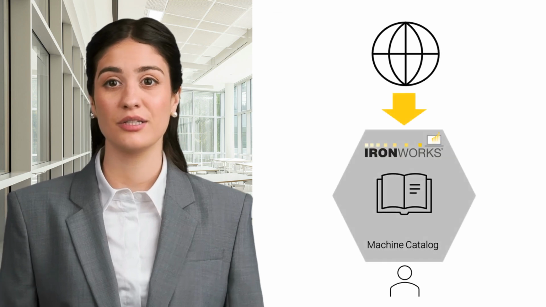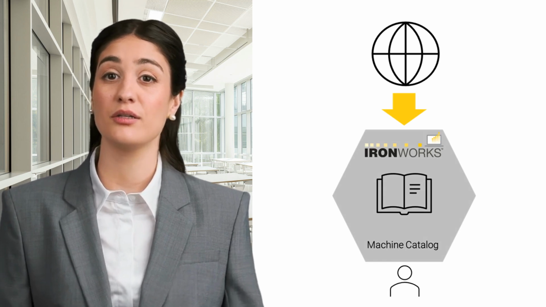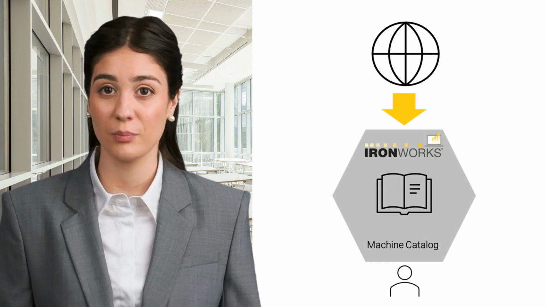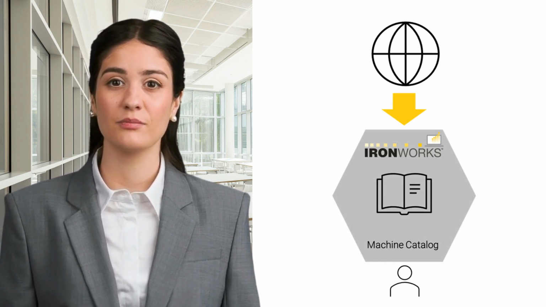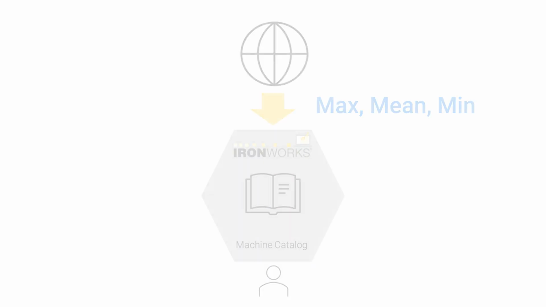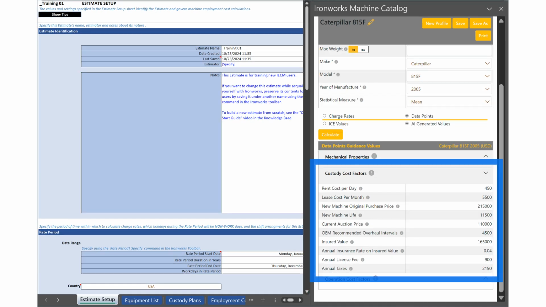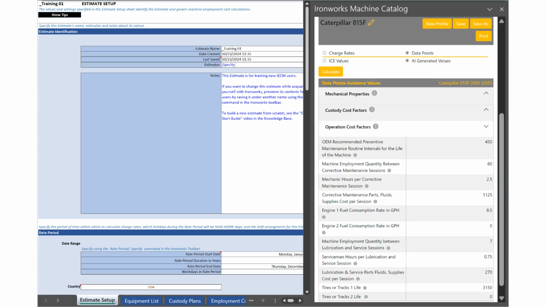The second data source is the internet. IMC employs equipment data-trained AI assistants to retrieve key machine data from publicly available websites. They fetch numerical data, process it, and report maximum, mean, and minimum values for key machine data, including machine charge rates, custody cost factors, and operation cost factors.